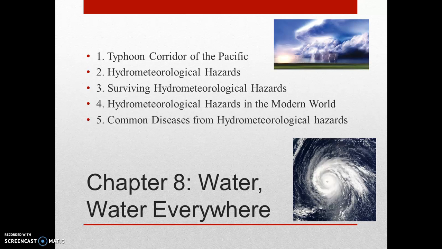This chapter distinguishes the different hydrometeorological hazards and also recognizes signs of impending hydrometeorological hazards, and we are also going to discuss how we can apply the appropriate measures to be done before, during, and after a hydrometeorological hazard.